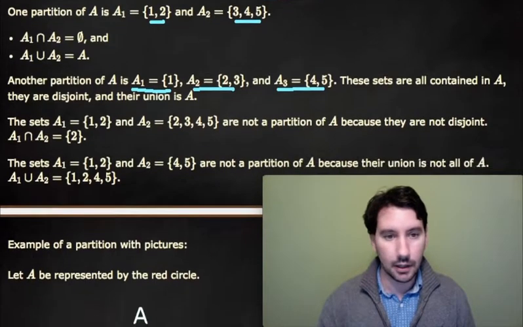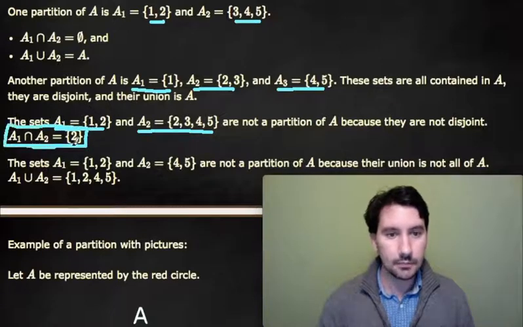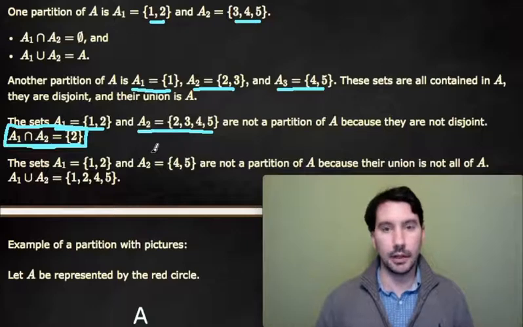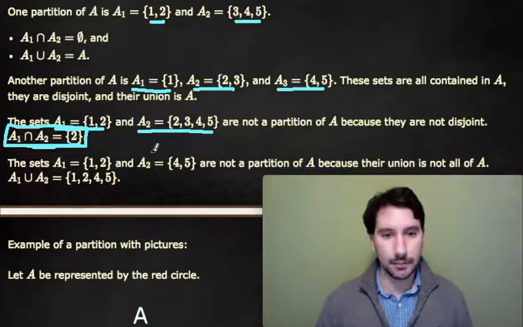However, the set A1 equals {1, 2} and the set A2 equals {2, 3, 4, 5} is not a partition, because A1 intersect A2 is not empty. It has 2 in it. So in a partition, none of the sets in the partition can overlap. We have to chop up the set into disjoint parts.